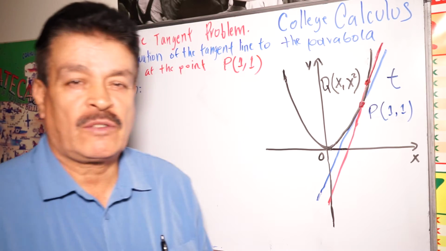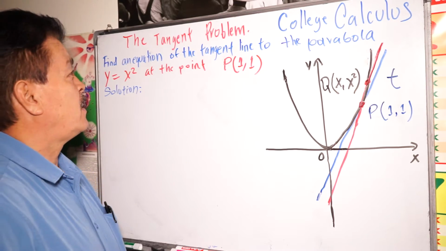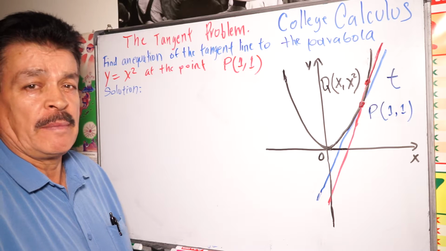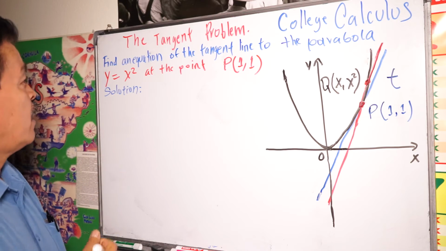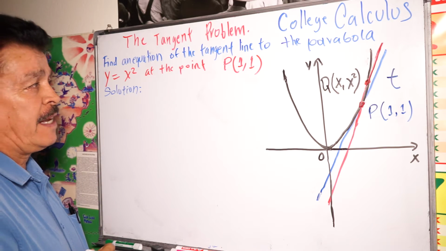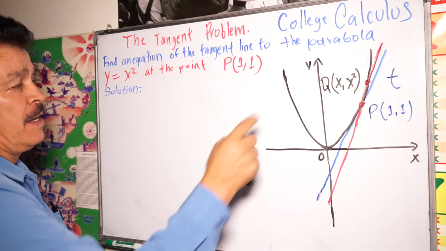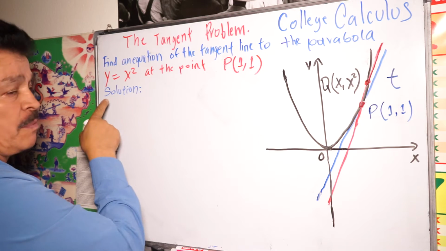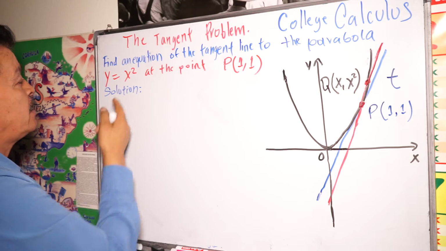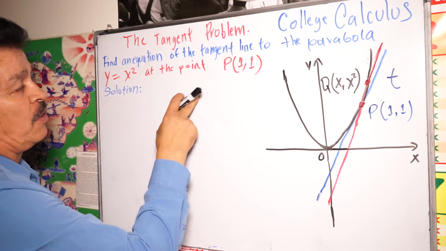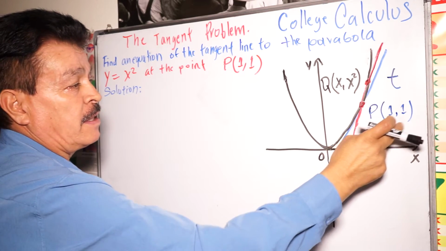To college calculus. Today our topic is the tangent problem. The tangent problem: find the equation of the tangent line to the parabola that we have here. So the problem is y equals x to the second power at the point (1, 1).